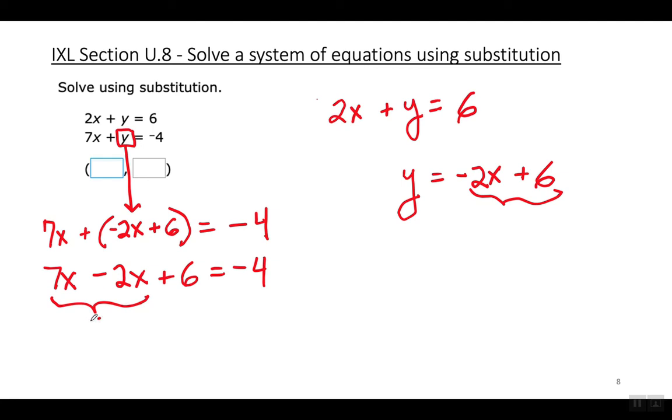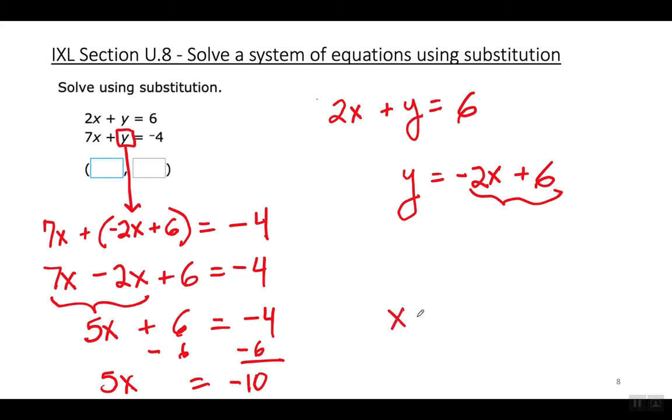7x minus 2x is 5x. So now I got 5x plus 6 equals negative 4. I move this 6 to the right and subtract. So now I have 5x equals negative 10. So x is going to equal negative 10 divided by 5. So x equals negative 2.